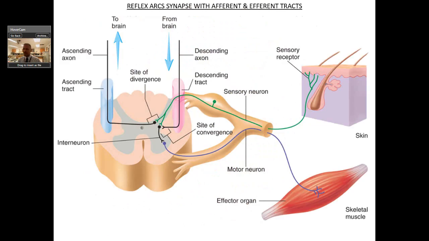All right, so I'm just going to run down to this part. Now, what I want to do is explain the different types of neurons, and you're seeing it right here.